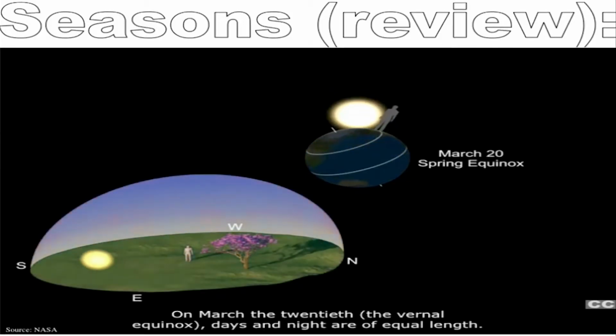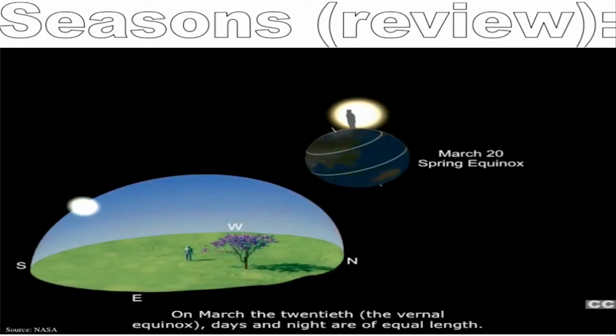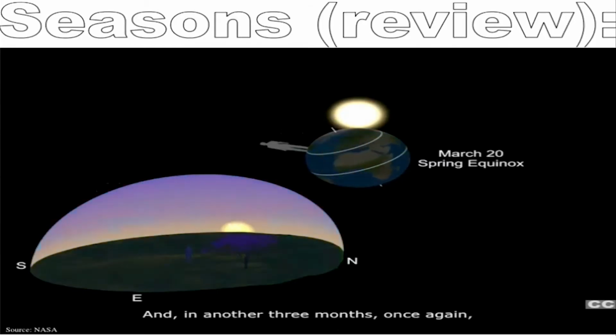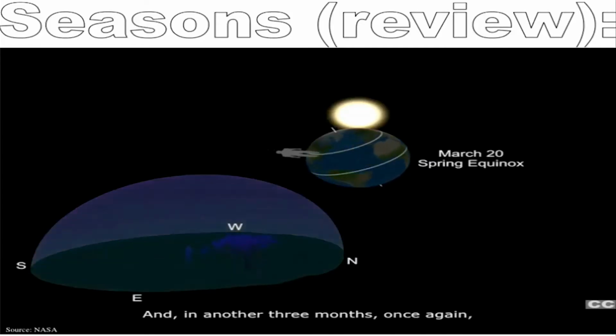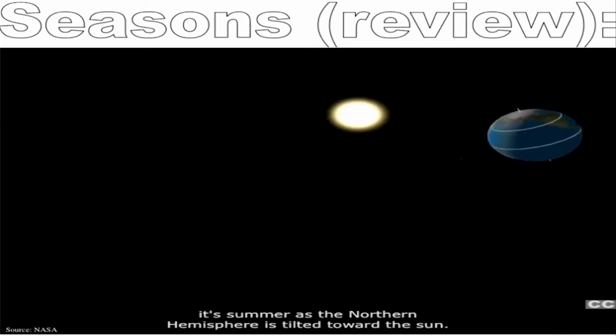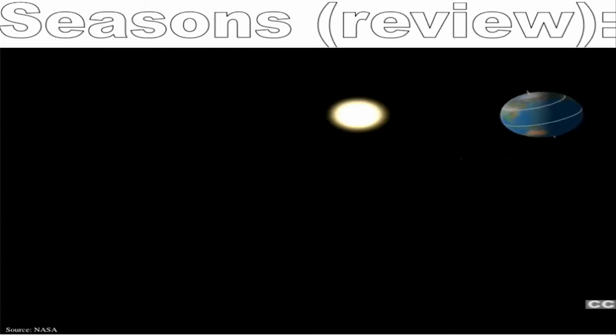On March the 20th, the vernal equinox, days and nights are of equal length. And in another 3 months, once again, it's summer as the northern hemisphere is tilted toward the sun. So the Earth being tilted and the fact that it moves around the sun causes the sun to hit the Earth in different places. The sun heats the Earth. The most direct rays heat it the most.